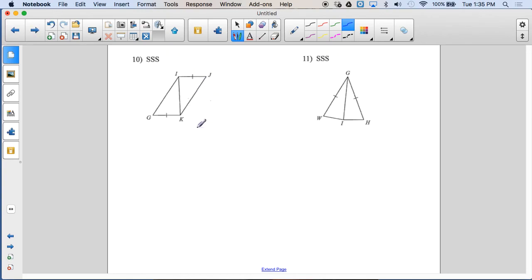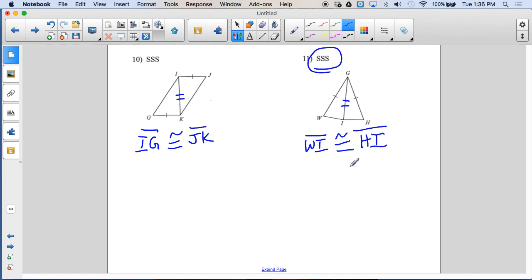Now we're on number 10, and let's see, we know they share IK, so that's automatic, but what I need to know is that IG would be congruent to JK. And on number 11, GI is congruent to GI, so we already know that. What I don't know is about WI and HI. So I need WI to be congruent to HI in order to prove them congruent by SSS.